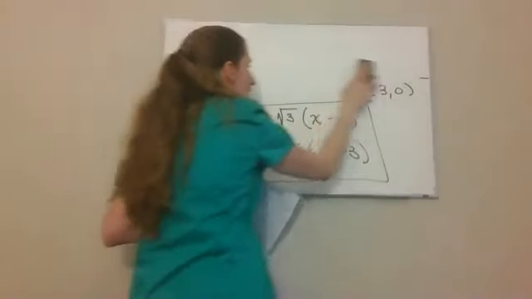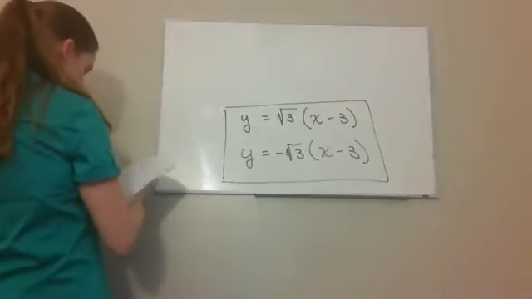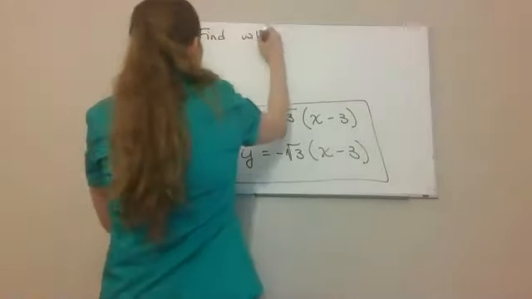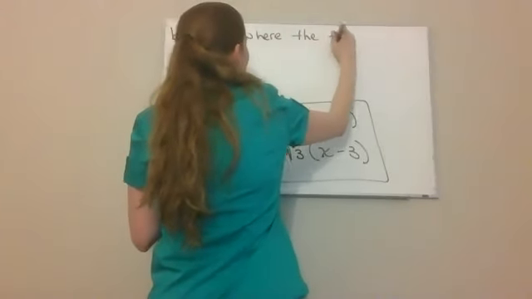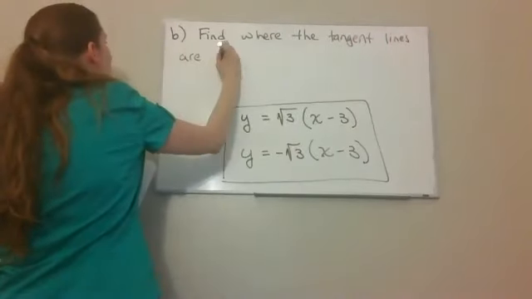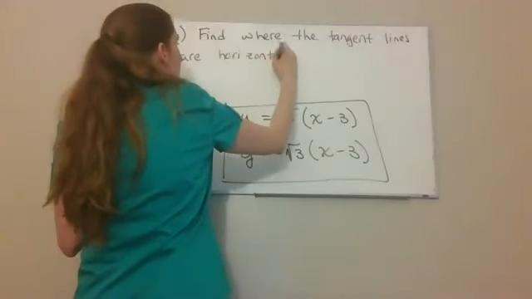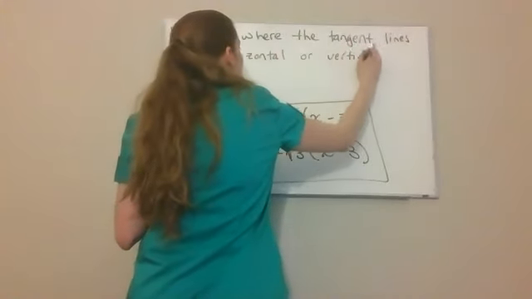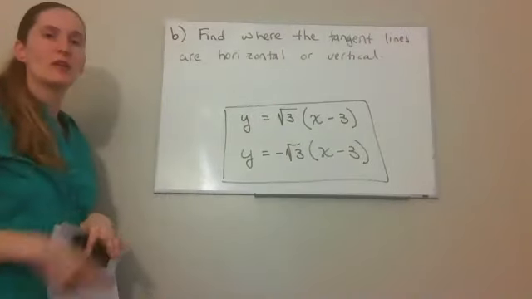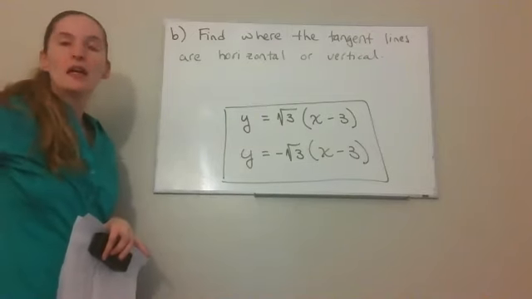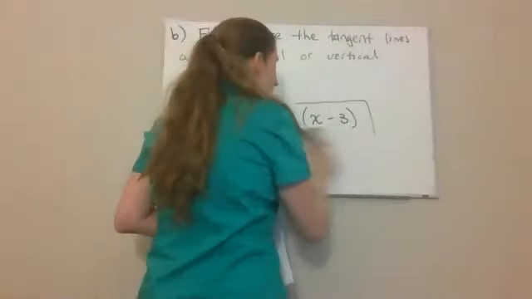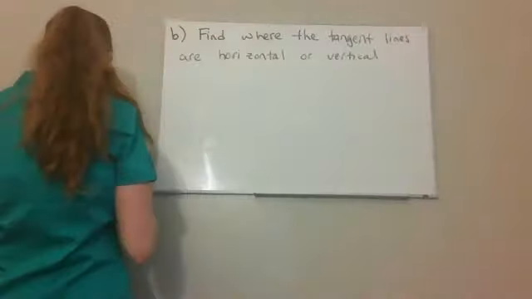Let's see what else we can do with the same example. So part B, find where the tangent lines are horizontal or vertical. So remember, your tangent line is going to be horizontal when it has a slope of 0, and it's going to be vertical when the slope is undefined. So let's write down what we found for our slope of tangent lines.